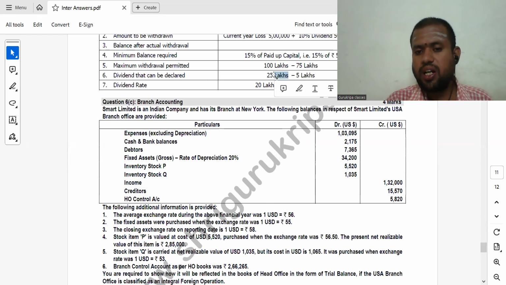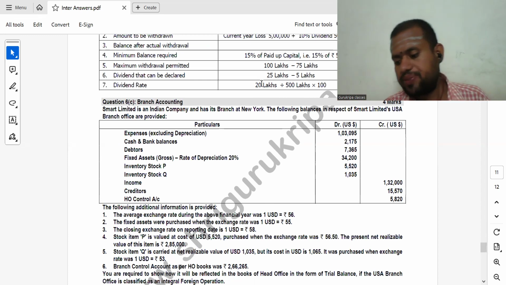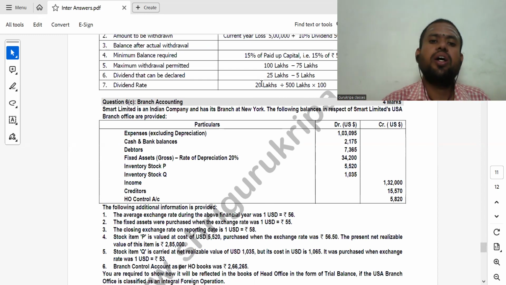25 lakhs you can withdraw. In that, the 5 lakh current year loss will go out as an adjustment. Then 20 lakhs can be declared. So if you declare 20 lakhs, now the percentage will be 4%. And here, branch accounting, the last question.